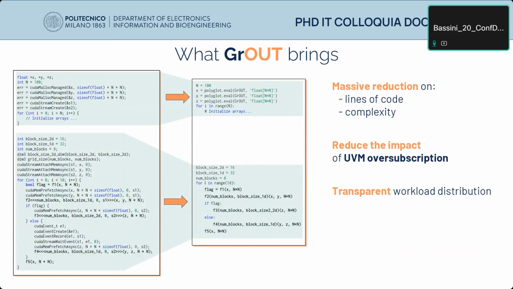So this is a wrap-up of what GROut brings. It brings a massive reduction of lines of code and the complexity for the programmer, where all of the synchronization and data movement manually are hidden from the user. It reduces the impact of unified virtual memory oversubscription by providing a transparent workload distribution for the user, and the user doesn't have to interact with a distributed system.